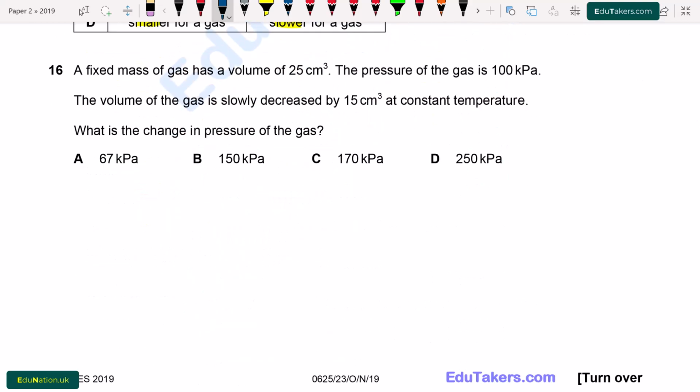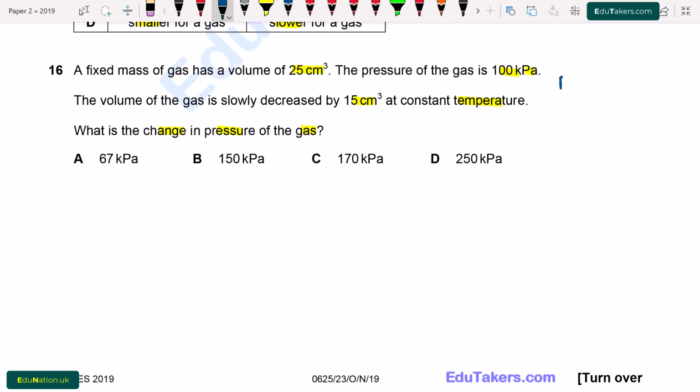Question number 16. A fixed mass of gas has a volume of 25 centimeter cube. The pressure of the gas is 1000 kilopascal. The volume of the gas is slowly decreased by 15 centimeter cube at constant temperature. What is the change in pressure of the gas? So here we have to find out the change in pressure of the gas when the volume of the gas is decreased by 15 centimeter cube.